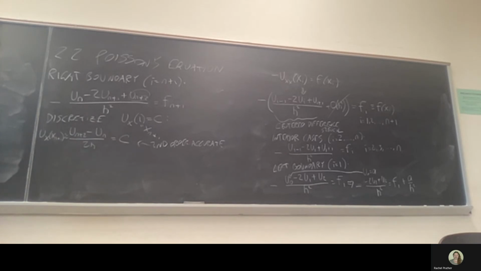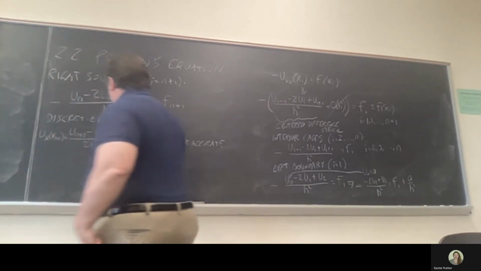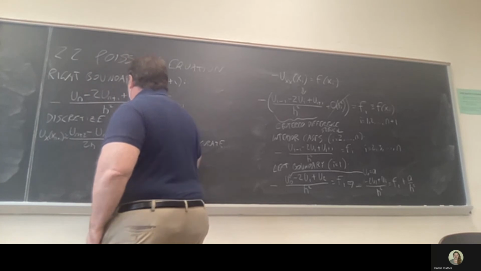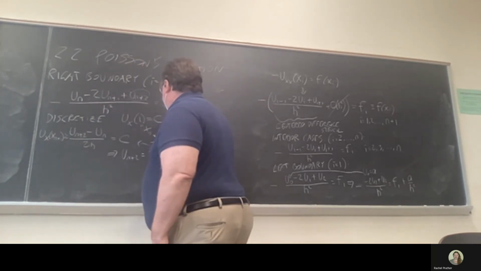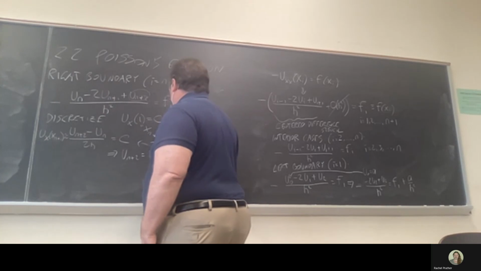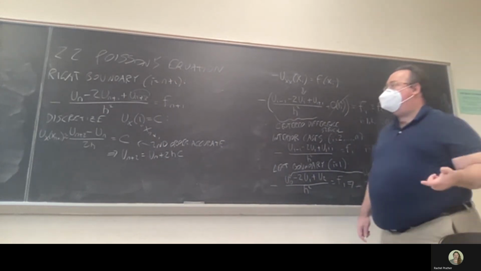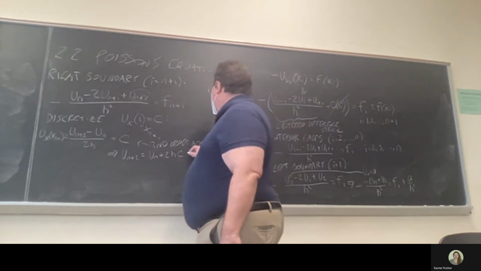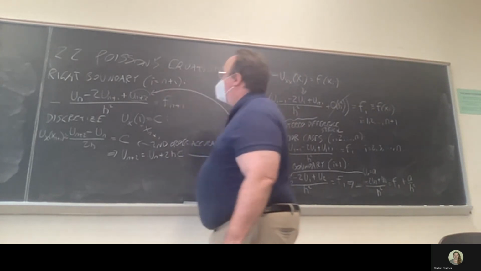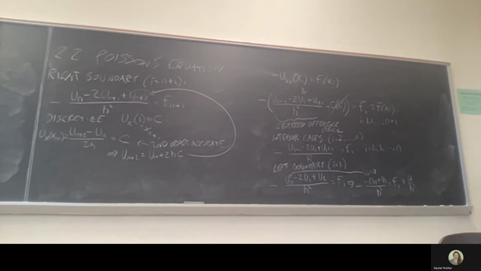Okay. Now, the nice thing about this is now I can solve this equation and get a value for u_{n+2}. So u_{n+2} is equal to u_n plus 2hc. That gives me a way to eliminate u_{n+2} from that equation. I can just substitute that in there. Now, it does involve u_n, but u_n is something I'm solving for. I'm perfectly fine with having u_n as part of this.